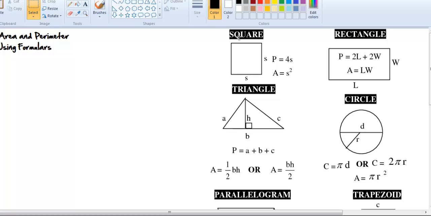Today we're going to explore area and perimeter, and we're also going to look at formulas. So in geometry, it's very important to know your basic shapes. Your basic shapes would be squares, rectangles, triangles, circles, parallelograms, and trapezoids. You need to know these very well. So we're going to use this as a beginning of how to use formulas.